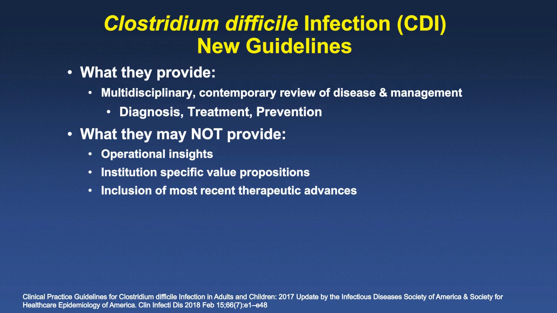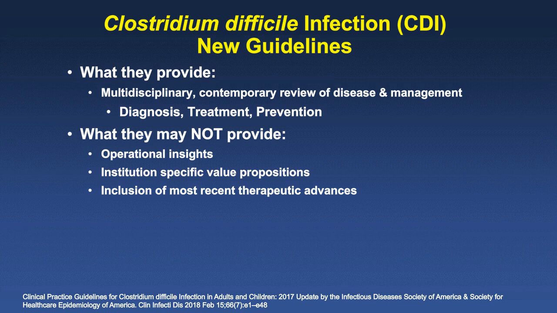You have to also understand that they may not provide everything that you want to do relative to managing the disease. And one of the things that guidelines generally don't do very well is tell you how to operationalize the guidance and actually make it work at your place. So this is infinitely important. Institution-specific value propositions, Nate talked about, whether you have the infrastructure to do some of these things, whether you have the clout to make it happen with respect to stop orders or stop testing. And inclusion of the most recent therapeutic advances may or may not be in the guidelines, and I'll provide you one example of that.